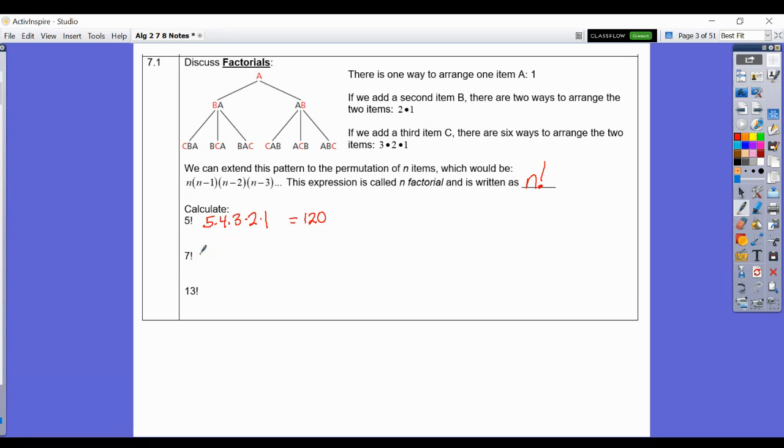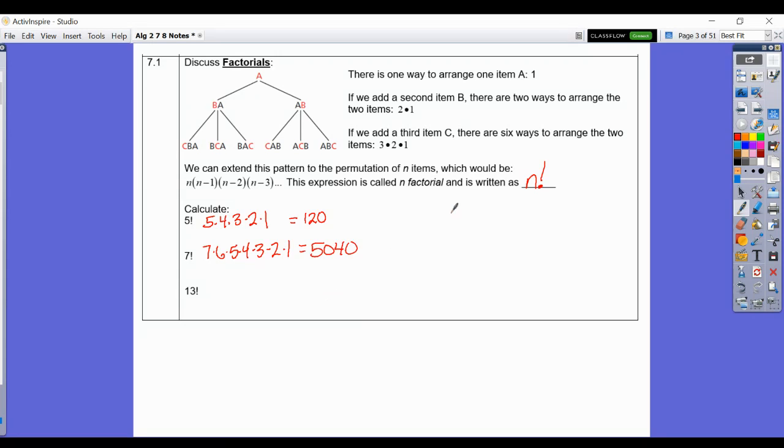And then 7 factorial, 7 times 6 times 5 times 4 times 3 times 2 times 1. Gets really old really fast. That's why we came up with this math symbol for factorial. This answer is 5040. It also takes a long time to type that out.